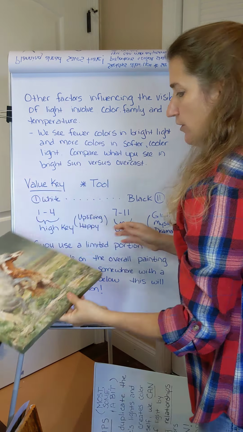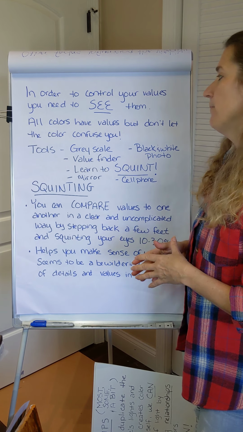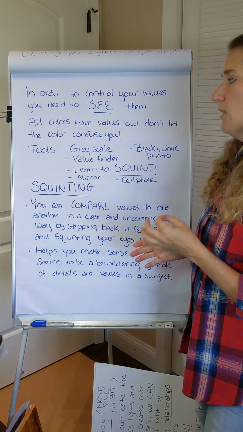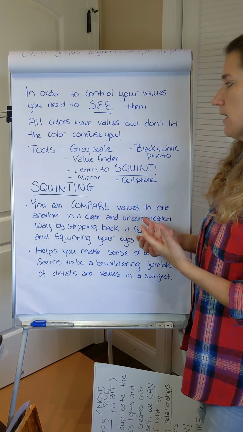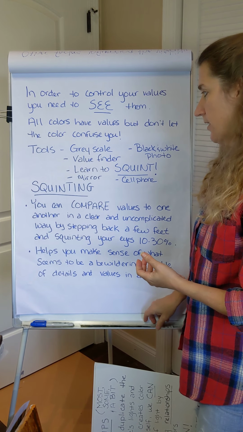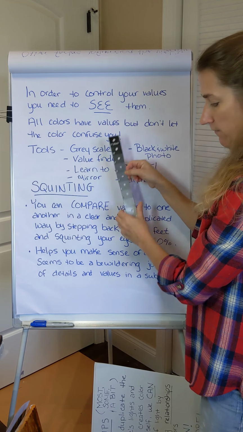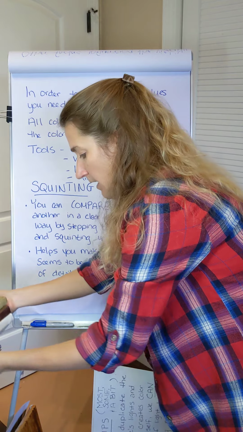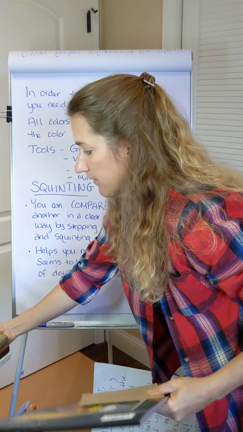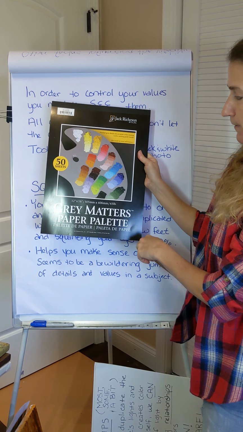In order to control your values, you have to be able to see them, and this is probably one of the most critical things about value. All colors have value, but the colors can confuse you. So there are tools that we use to help us see our values and get them established at the start. One of which is the grayscale, and when you put the holes in it, it becomes a value finder. Another way, so where I got my grayscale from, which is one of my fun little tips and tools. Richardson makes Gray Matters palette paper.